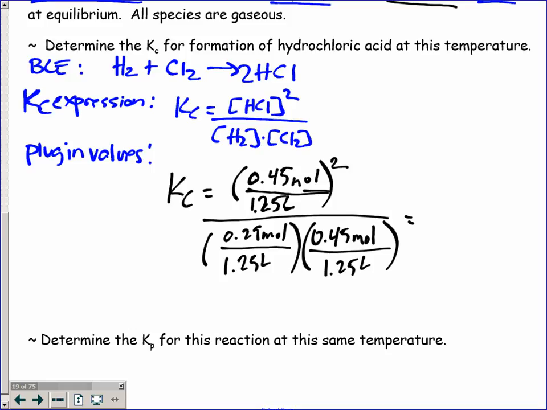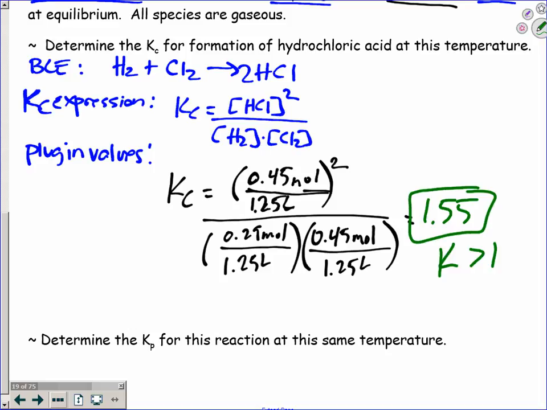You don't actually have to calculate them yourself, but if you plug them in like this and you put enough parentheses in your calculator, you should get what here? 1.55, good. Okay, so the K is greater than 1. What does that mean about this reaction? Products are favored, good. If I had a graph, and it was concentration versus time, what would the graph look like at the end?